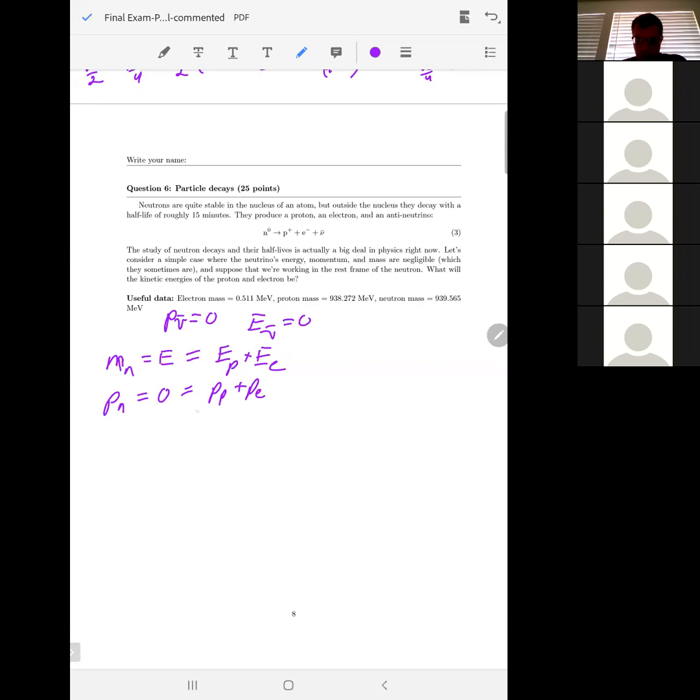Right now, we've got two equations here. We've got 4 unknowns. But for starters, we know that these two add up to 0. So we can immediately deduce that the momentum of the proton is minus the momentum of the electron. So we won't have to carry around 2 different momenta. So Mn is equal to EP plus EE. And we need some more equations here. Any suggestions for something that we could use to add some more information?